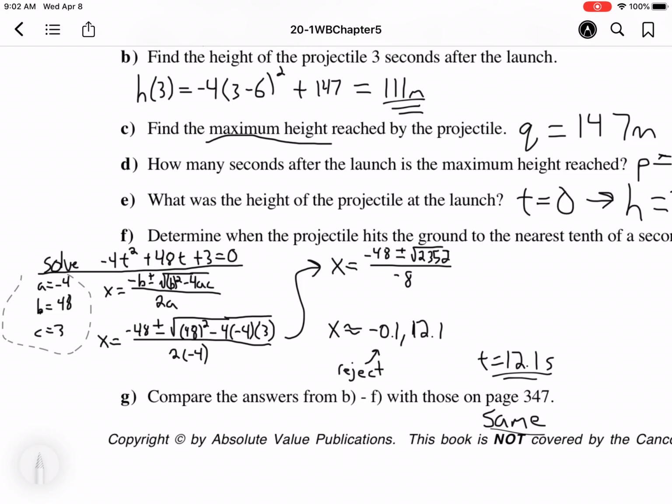All right, so I listed my A, B, and C values. I did my quadratic formula, put it together, and simplified it to this. And then I put it in my calculator, and it gave me these two answers. Now I put approximate. Why? Well, the reason is because we have rounded these numbers, so it's not exact. We get two answers: negative 0.1 and 12.1 seconds.